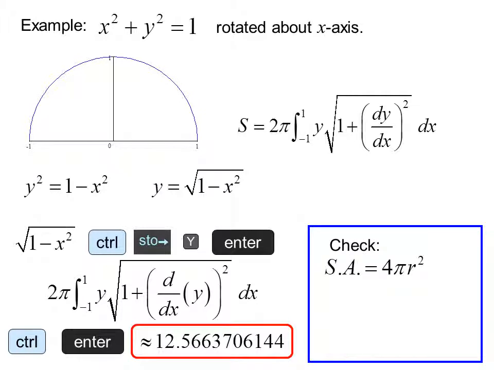Using our formula from geometry, the surface area of a sphere is 4 pi r squared. But in this case, r is 1, so the surface area should be 4 pi. If we convert that to a decimal, we get 12.566, which is the same answer we got previously.